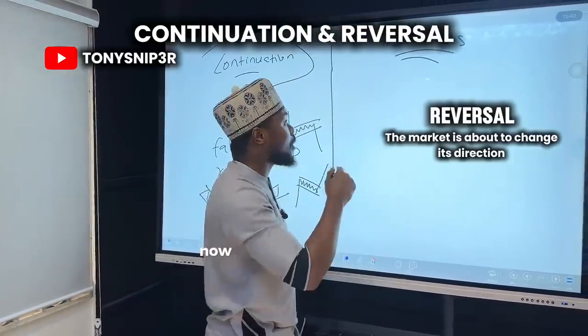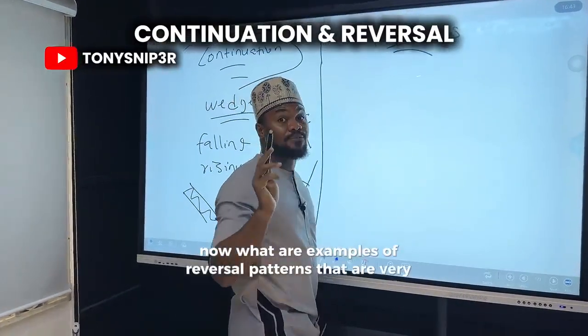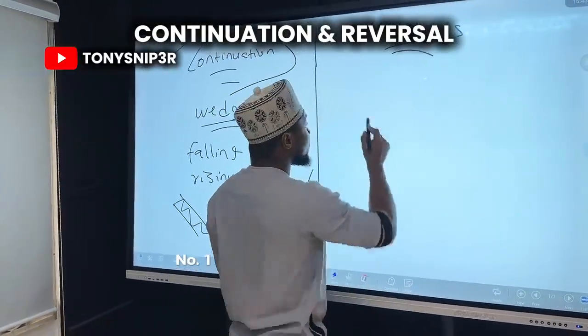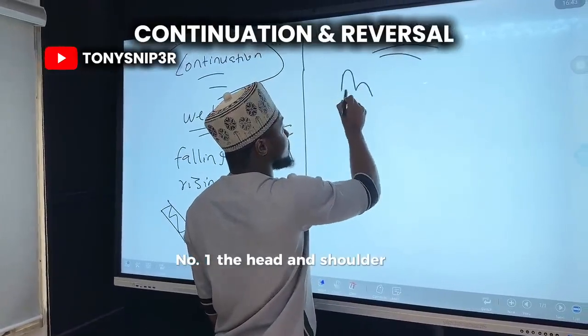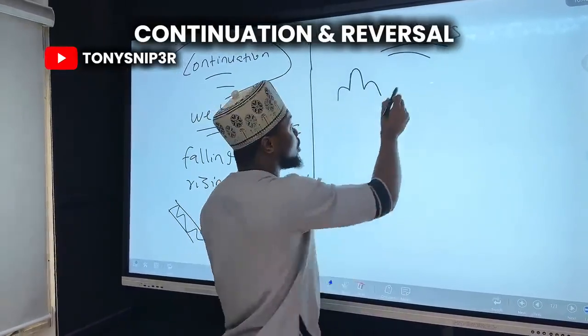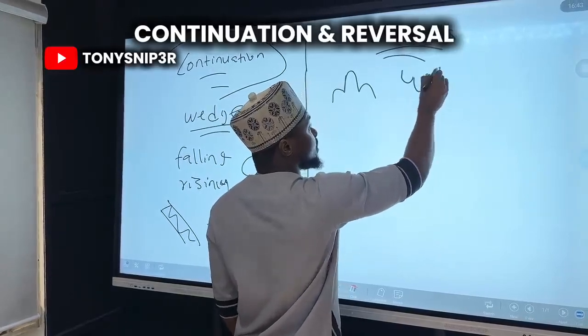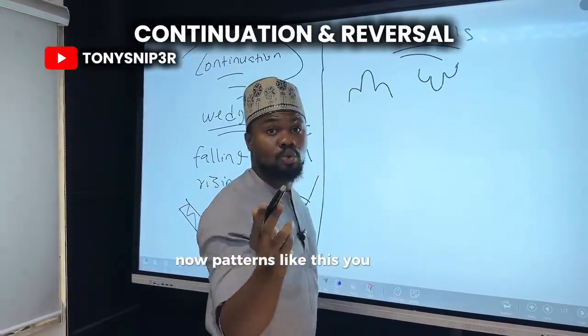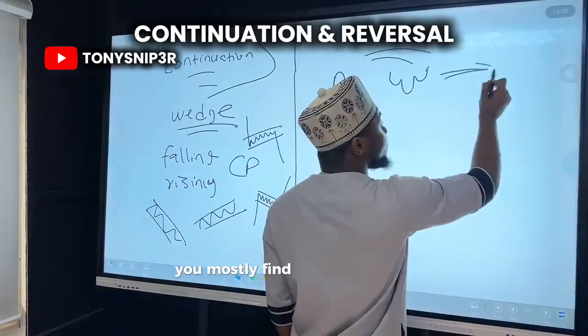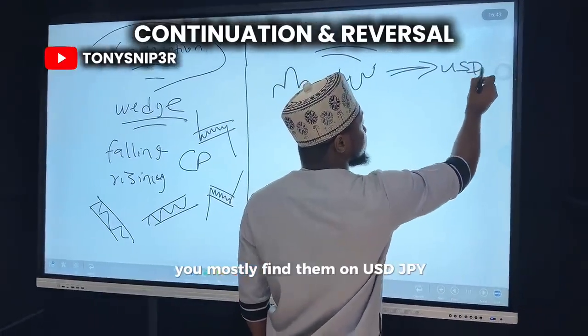Do you understand? Now, what are examples of reversal patterns that are very profitable? Number 1, the head and shoulder, very popular, right? Number 2, the inverse head and shoulder. Patterns like this, you would mostly find them on USD/JPY.